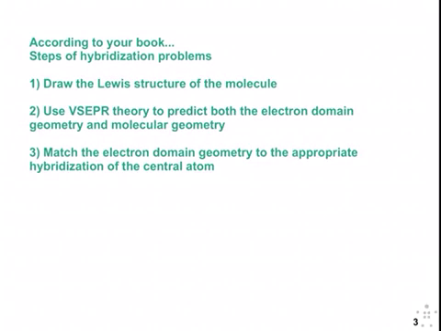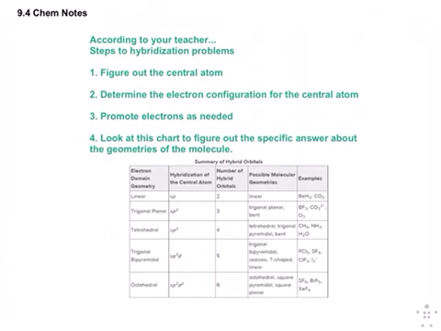So to do these problems, your book says to do all of these steps. Draw the Lewis structure, use VSEPR theory to predict electron domain geometry and molecular geometry, and then match the electron domain geometry to the appropriate hybridization, and so on. It's a lot of work. Do it my way. For once, my way is slightly better. You can do it the book way, but that seems like a lot of work to me. My suggestion is to look at your formula. So let's just pick one. Let's just do BF3.